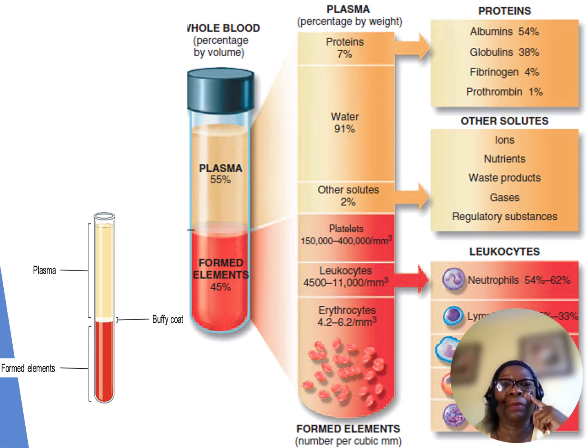Okay. Now, erythrocytes. Let's break this down. Erythrocytes are the red blood cells or the RBCs. Leukocytes are the white blood cells or the WBCs, and platelets. They make up about 45% of blood. RBCs are the heaviest of the formed elements. I don't think I mentioned this, but the whole blood contains plasma and formed elements. So we just broke down what we could find in plasma. Now we're going to look at what we find in the formed elements.